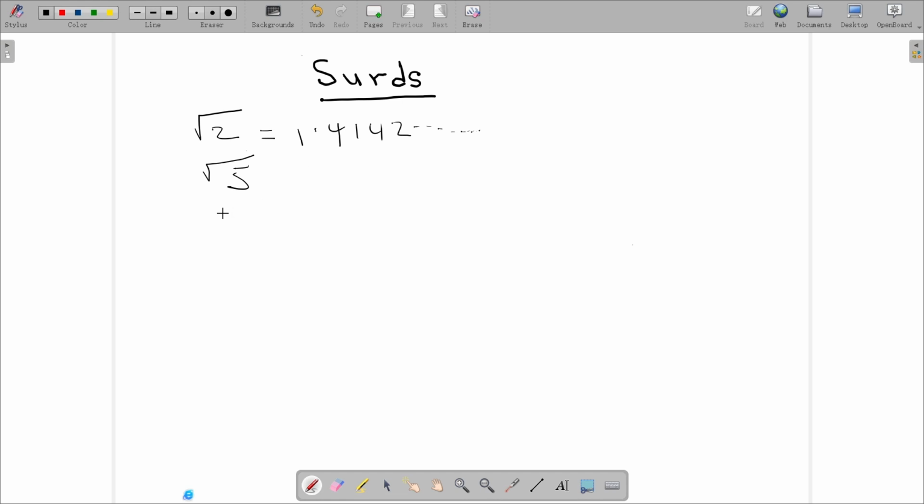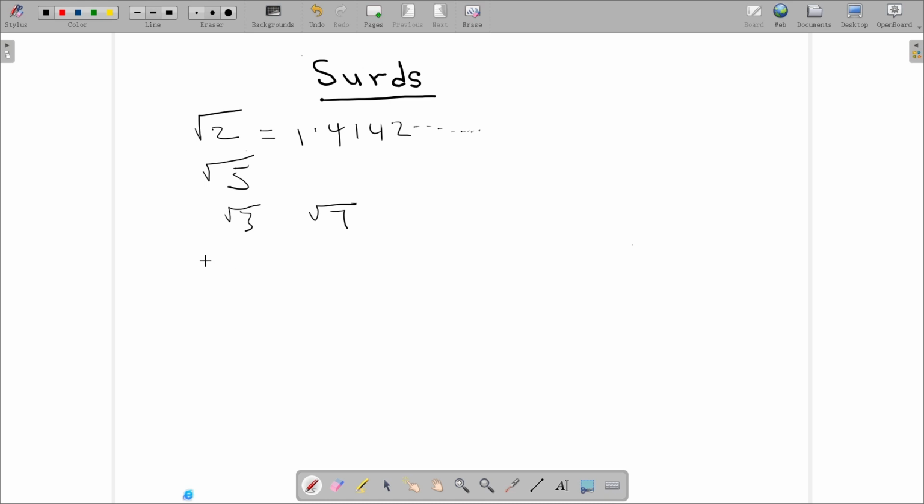Some other examples of surds are root 3, root 7, and so on. These numbers are surds.